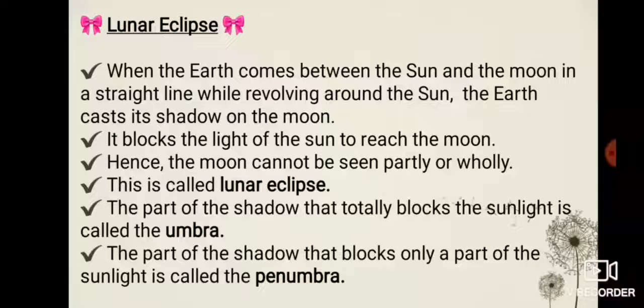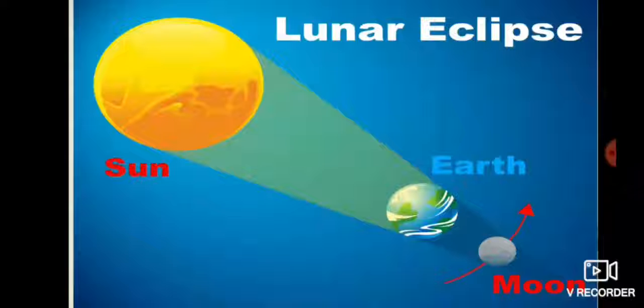Lunar eclipse. A lunar eclipse occurs when the moon moves into the earth's shadow. This can occur only when the sun, earth, and moon are exactly or very closely aligned with earth between the other two, and only on the night of a full moon. The part of shadow which is totally blocking the sunlight is umbra, and part of shadow that blocks only a part of the sunlight is called penumbra.